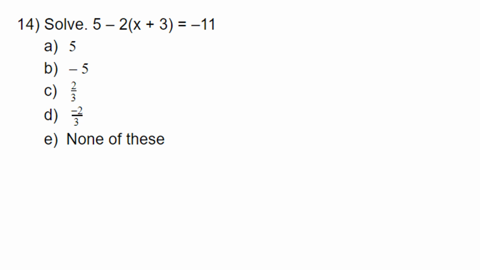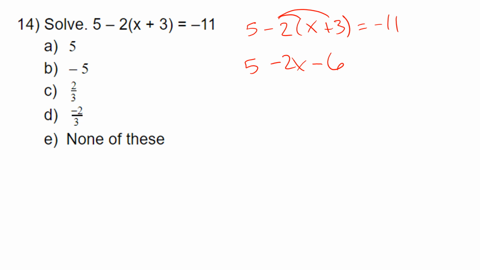5, let's see, I'll have to write it here: 5 minus 2 times (x plus 3) equals -11. Okay, distribute the -2. -2 times x is -2x, and -2 times 3 is -6. Copy down the 5, copy down the equals -11.